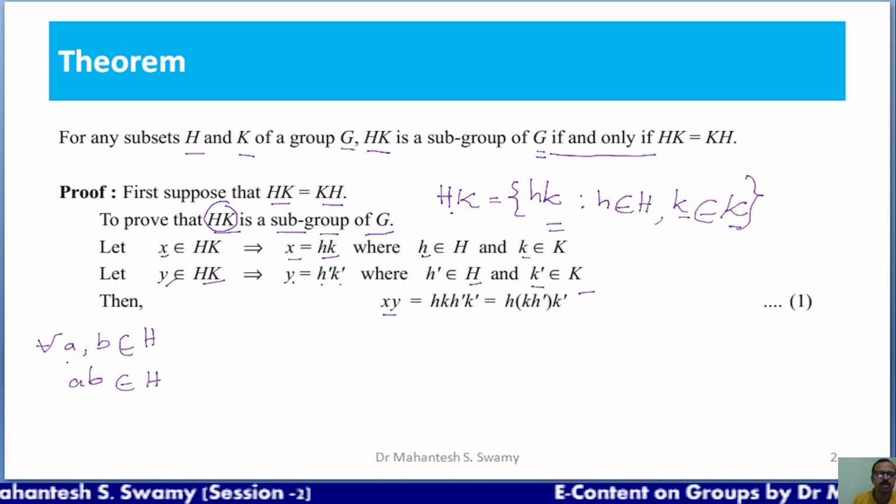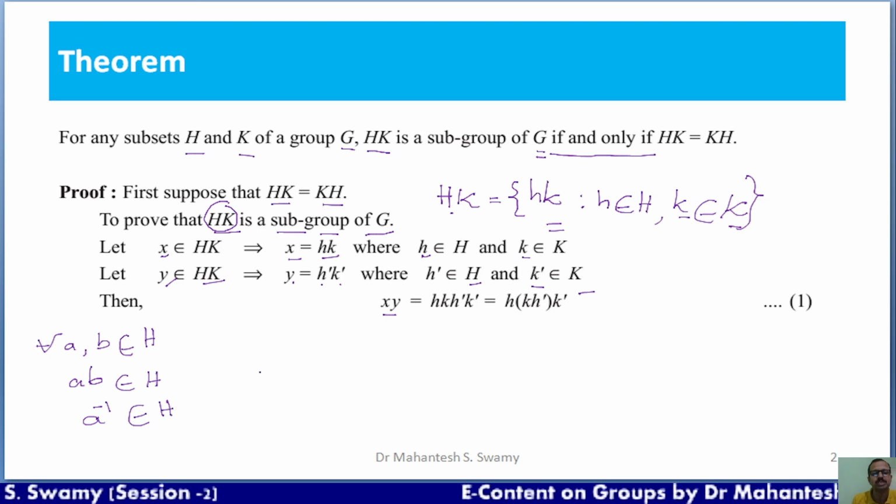So for any two elements A, B belonging to H, A into B must be in H and A inverse must also be in H. So this type of result we are now trying to establish. So here we are considering XY. So what is this XY standing for? X, the value of X is small h, small k. Y value is small h dash, small k dash, according to this.